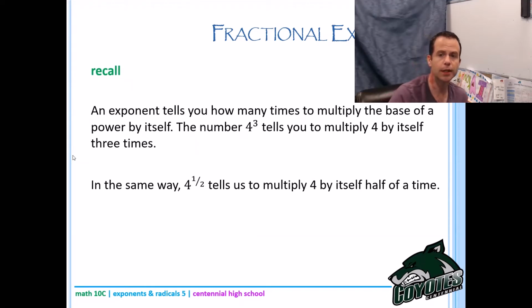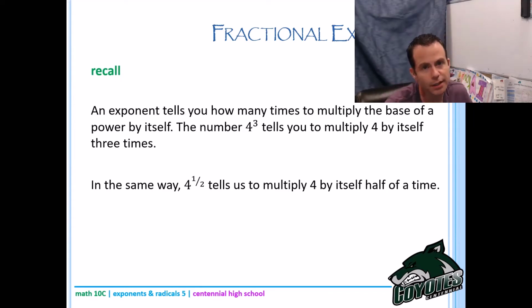An exponent tells you how many times to multiply the base of a power by itself. The number 4 to the 3 tells you to multiply 4 by itself 3 times. I would want those 2 statements to feel very, very familiar to you at this stage of the game. Okay? Nothing there should sound out of the ordinary.